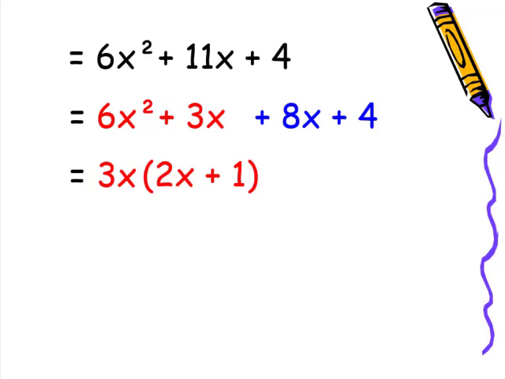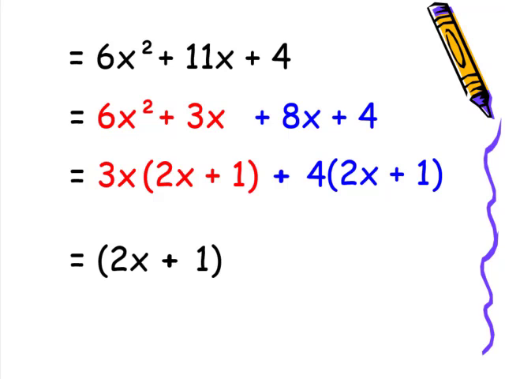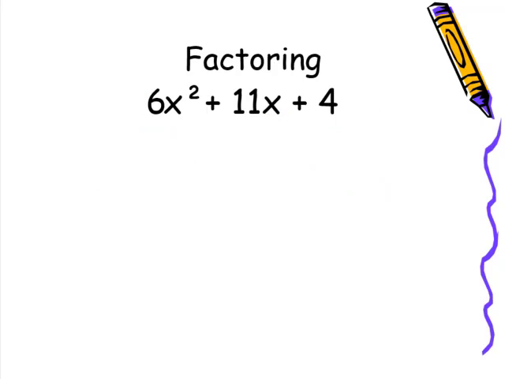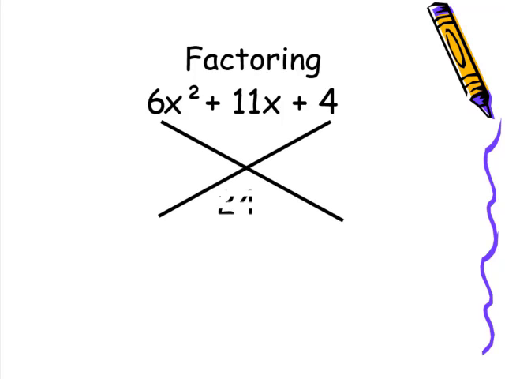And what can we factor out of the last two terms, the blue terms? That would be plus 4, and that will leave us with 2x plus 1. And now since we have 2x plus 1 in each of these terms, we can factor out the 2x plus 1 times 3x plus 4. Let's take a look at the previous problem we just finished. And instead of writing 3 and 8, let's write 8 and 3. Let's see what happens.